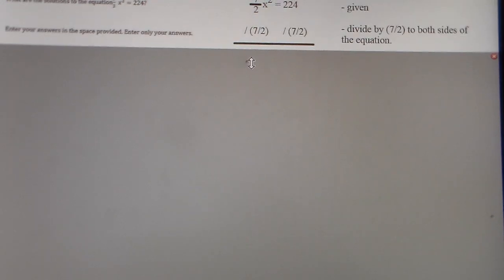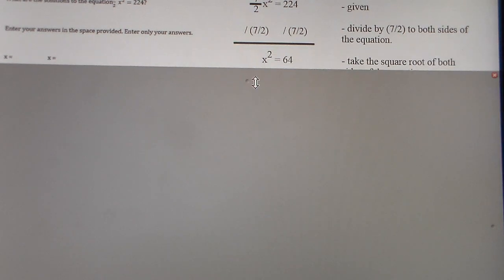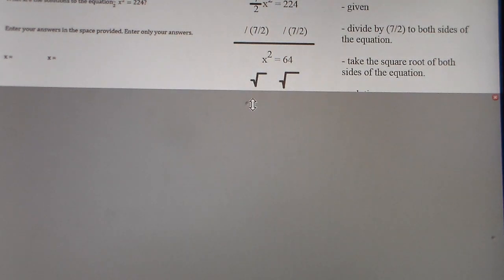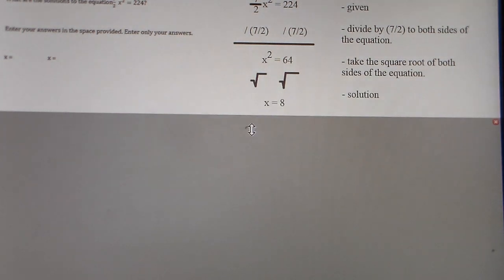Last problem. We have to get x all by itself. So we have 7/2 times x squared equals 224. That's given to us. We then divide both sides of the equation by 7/2. So we get x squared equals 64. We then take the square root of 64 on both sides of the equation. So we get x equals 8. So that's positive 8, and it also equals negative 8. So x equals positive 8 and x equals negative 8. Those are our two solutions for x.